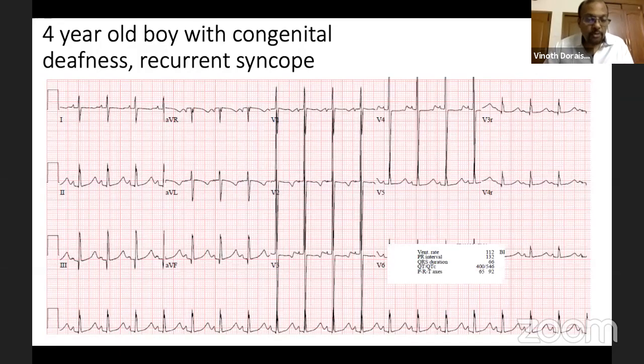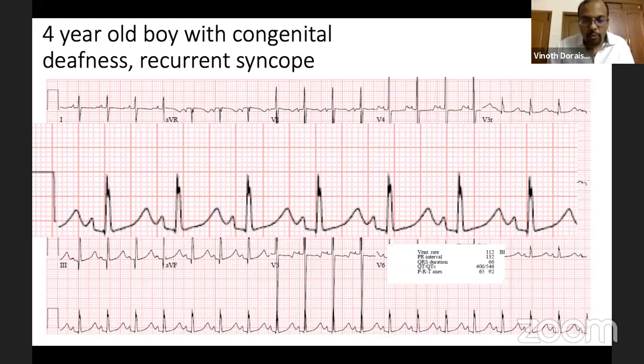This is a 4-year-old boy with congenital deafness and recurrent syncope. So it looks like the Jervell and Lange-Nielsen syndrome. Now we zoom in to calculate the QTc. The QT is calculated from the beginning of the QRS complex to the end of the T wave. By the tangential method, we found that the QT was 0.40 seconds, almost 10 small squares. And the RR interval was almost 13 small squares, so that's 0.52 seconds.